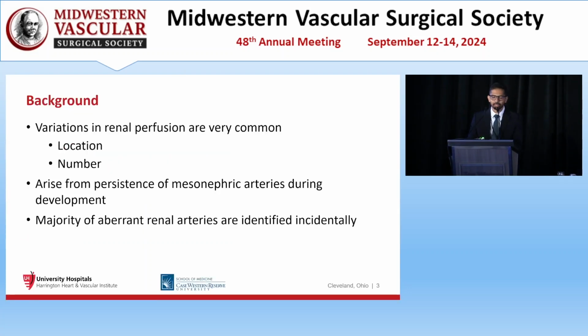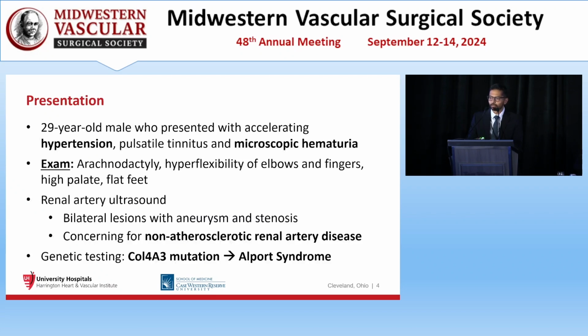As you all know, renal perfusion is very variable with the number and location of renal arteries. They typically arise from persistence of mesonephric arteries as kidneys migrate from the pelvis to their adult anatomic locations. The majority of these aberrant renal arteries are identified incidentally. This was a 29-year-old male who initially presented with accelerating hypertension and microscopic hematuria.